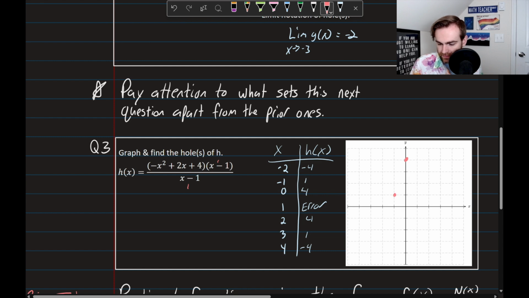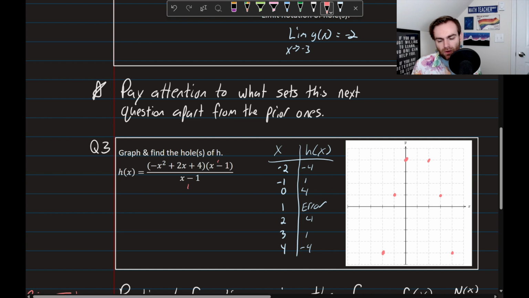-1 is 1. And -2 is -4. I know that 2 is 4. I know that 3 is 1. And 4 is -4. So that's all fine and dandy. What happens at 1? Where is the hole? How can I figure that out?